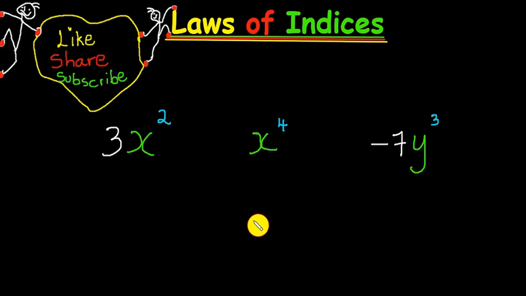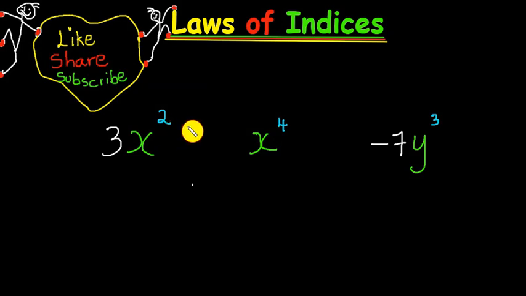And speaking about powers, let us look at what we have here. Here we have an expression 3x squared. The number 3 is what we call the coefficient. The x that we're seeing here is what we call the base, and the 2 that we're seeing at the top is what we call the power. Now this power here can also be called exponent, and it can also be called index, singular index, plural indices.